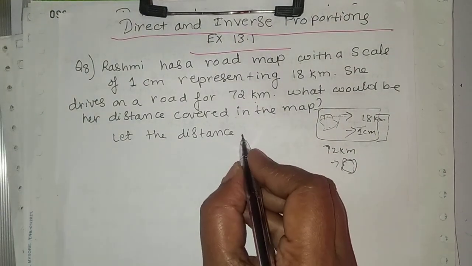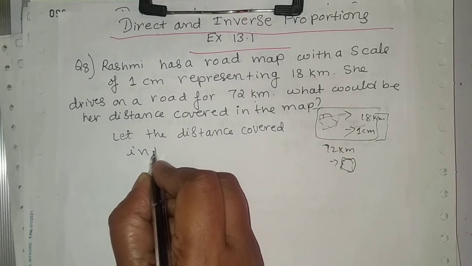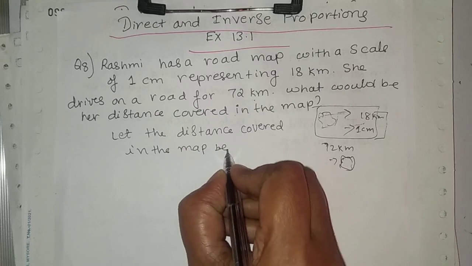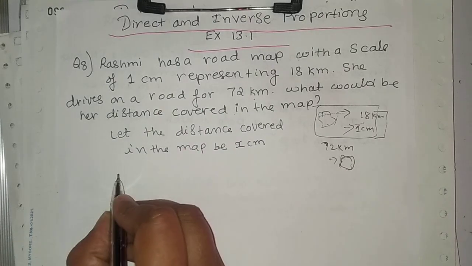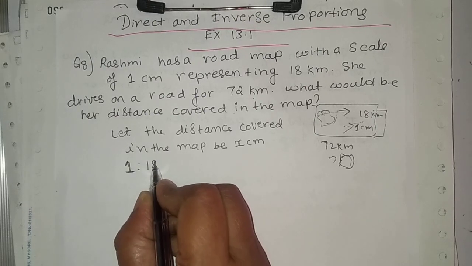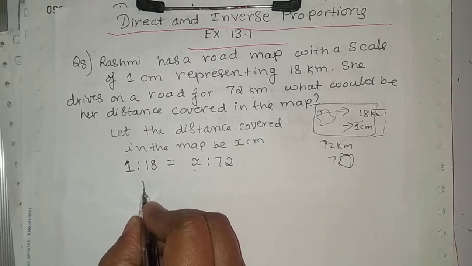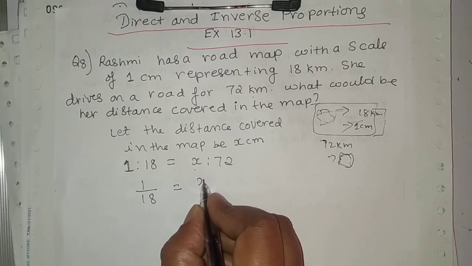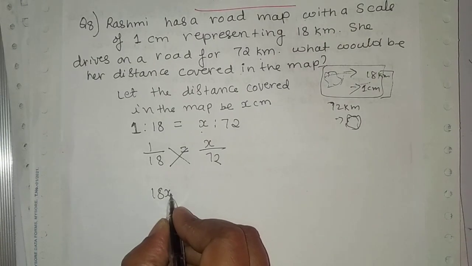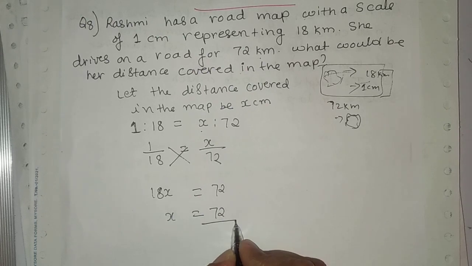So first step is, let the distance covered in the map, any variable we can take, be x centimeters. So now we can take 1 centimeter is to 18 kilometers, then x we don't know, then 72 kilometers. Now we can write it as 1 by 18 is equal to x by 72. Cross multiply these two. Therefore we get 18x is equal to 72. Therefore x is equal to 72 by 18.